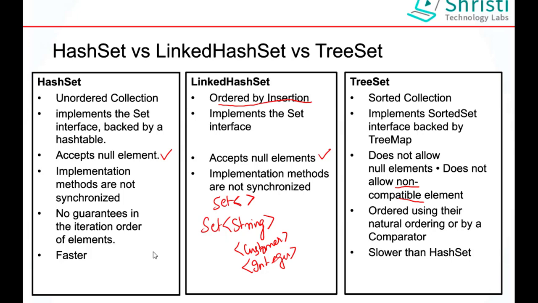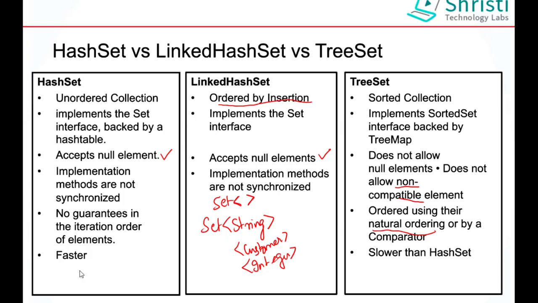Next comes the iteration part. When you are trying to iterate the elements in hash set, you cannot guarantee in which order the elements will be retrieved. The reason being, the elements are added as per the hash code value. So the output will be in the order of the hash code value only. In case of linked hash set, when you iterate the elements, the iteration order will be the order in which you have inserted the objects. In case of tree set, the iteration order will be a sorted output. That is by natural ordering in alphabetical order or in numerical order, or by the custom order that you have given using a comparator or comparable.